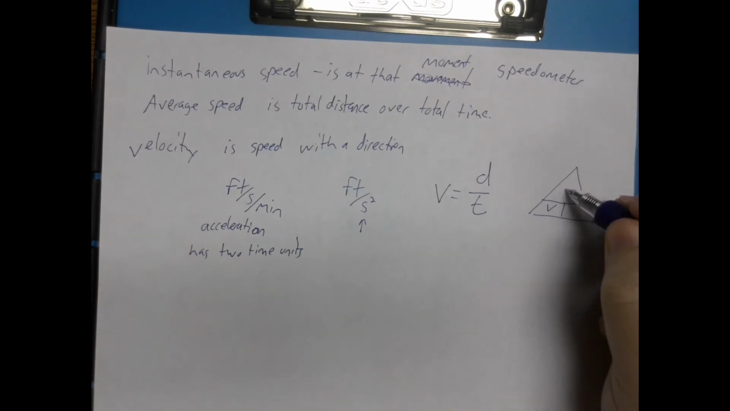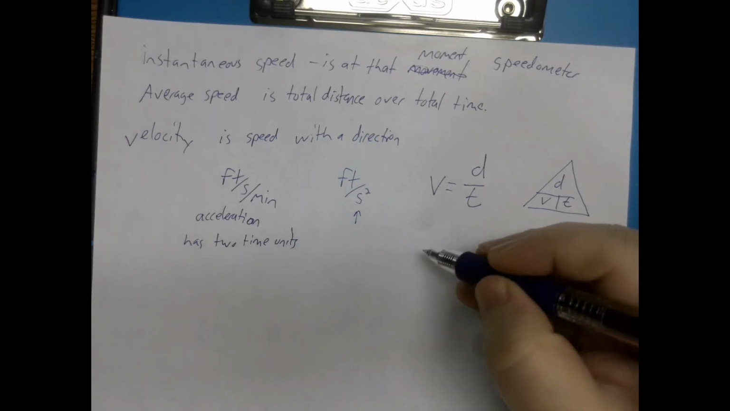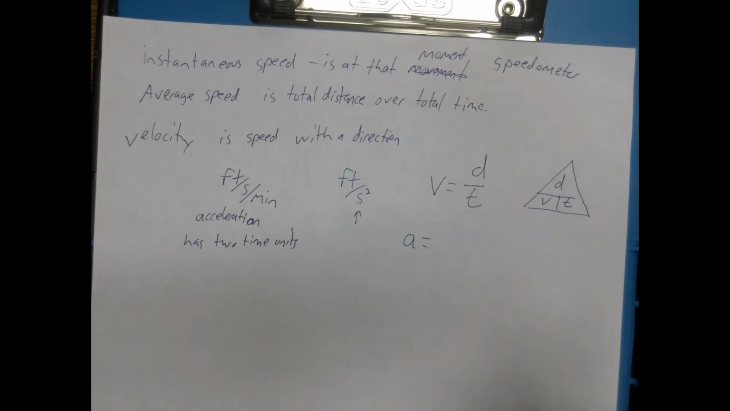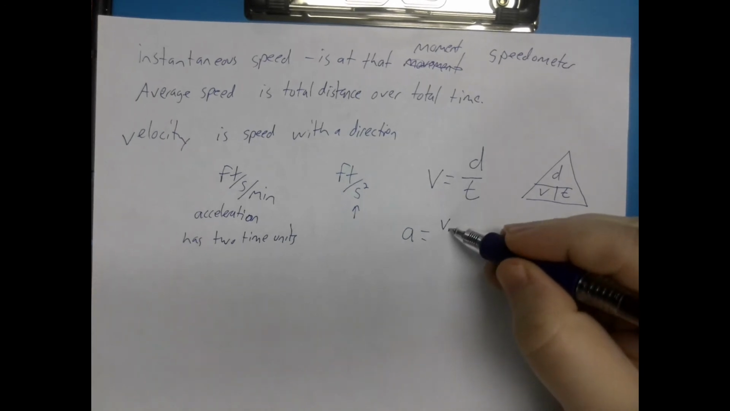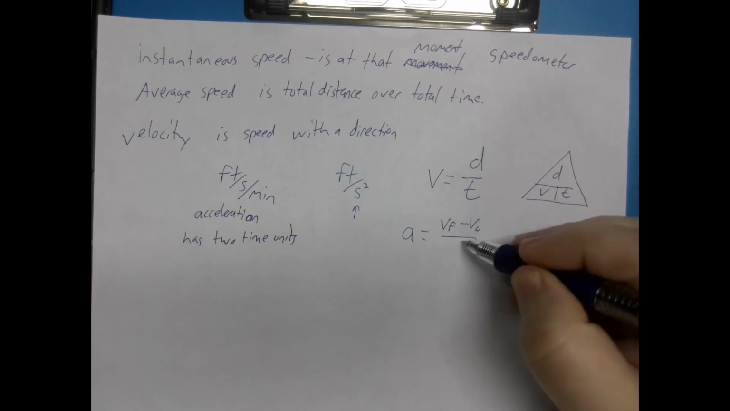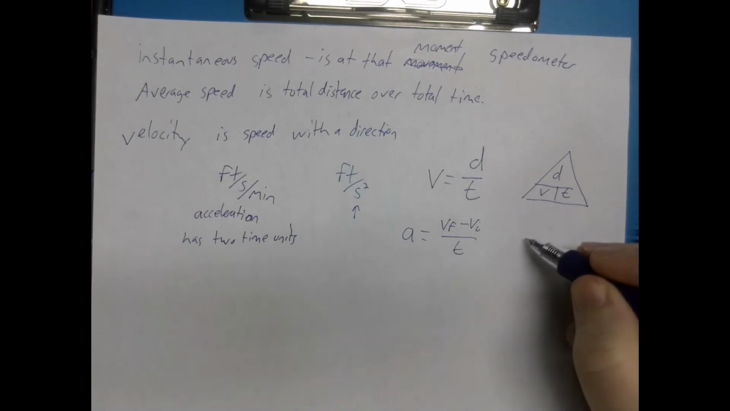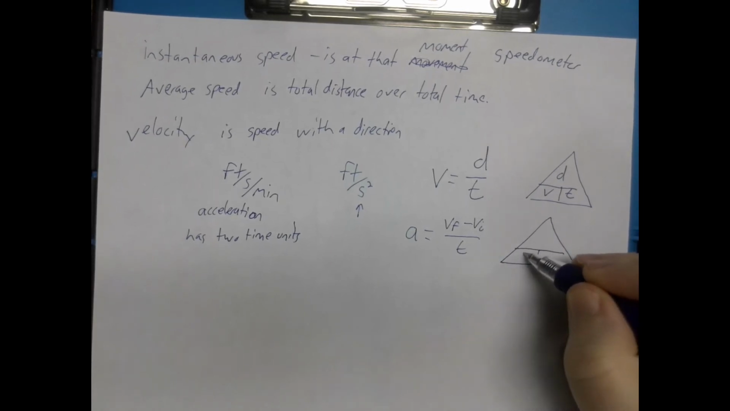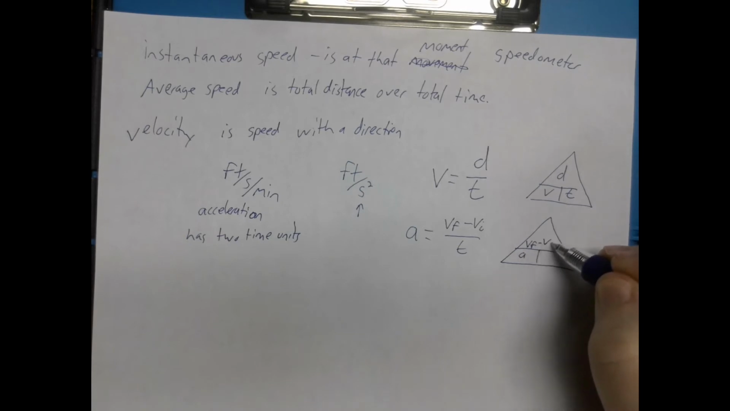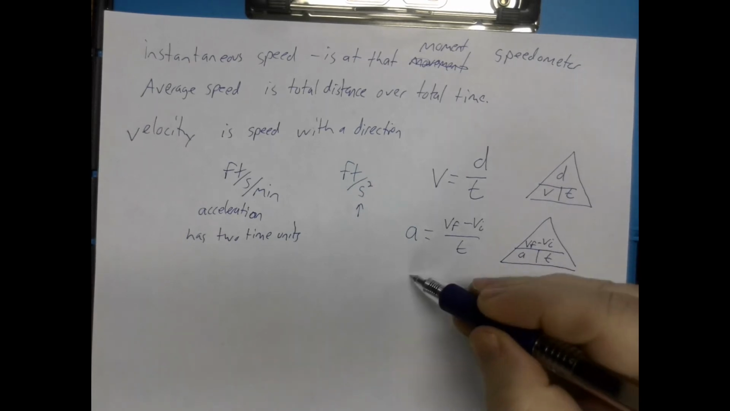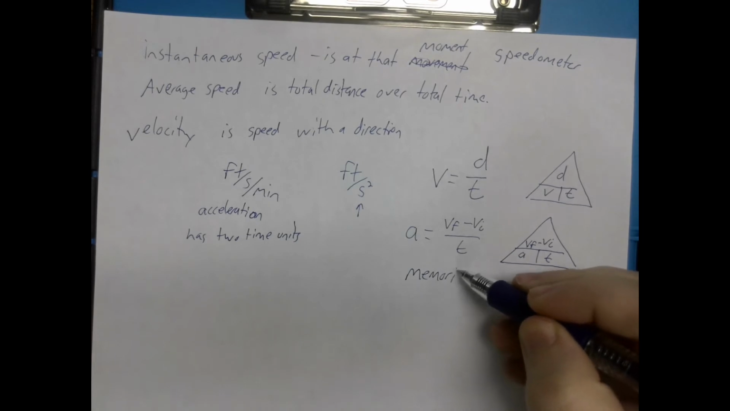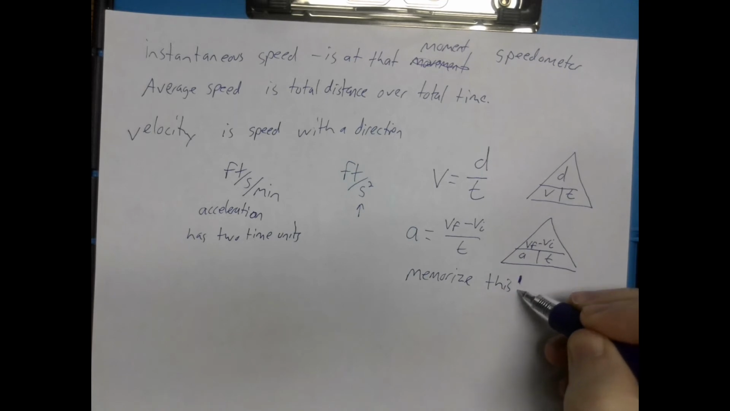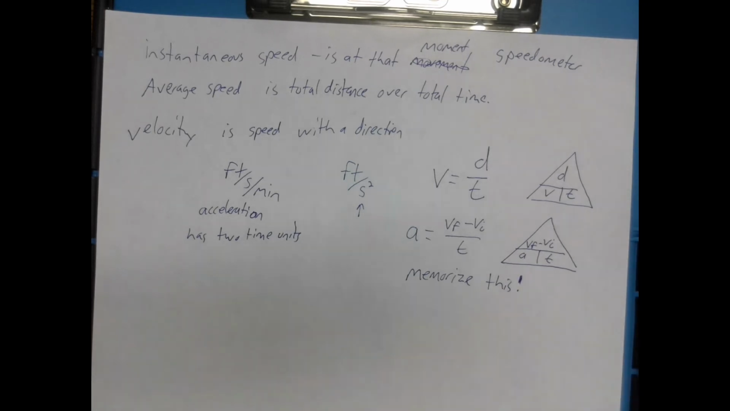You can write it in a triangle form if you want. And what's the equation for acceleration? Vf minus Vi over t, the change in velocity over time. So Vf minus Vi over T. You will need to memorize this. I'm not giving you the equations on the test. And most of the test is going to be solving problems like this.